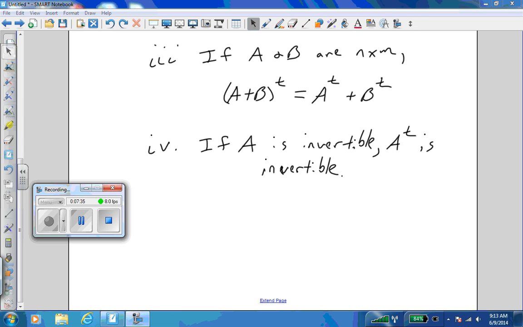This is pretty much all the new information for 1.9, transposing matrices. So I'll give you a number of problems from 1.9, and then we'll discuss those in the future.